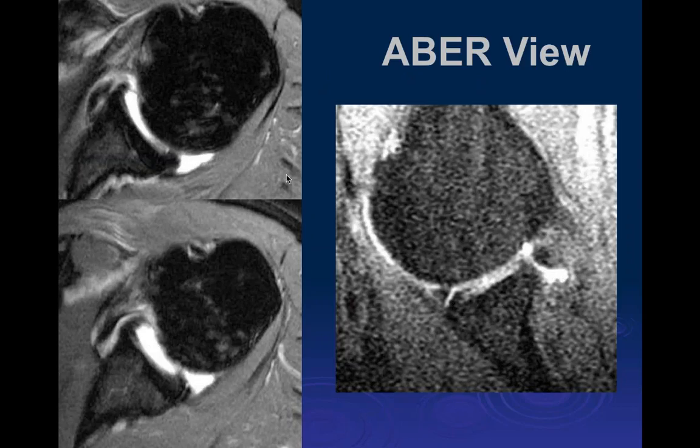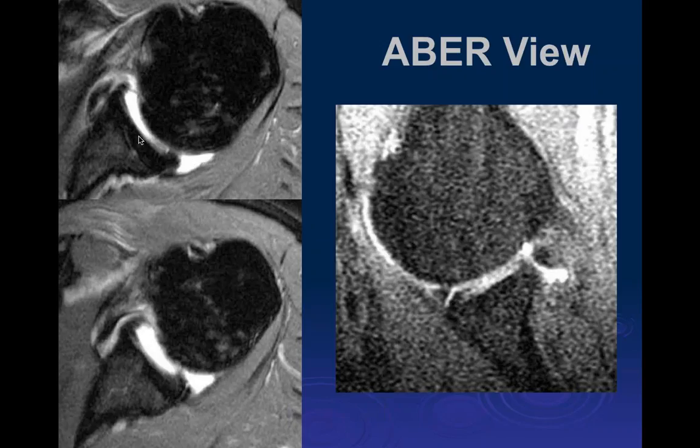Now, as far as looking at these, sometimes the anterior labrum can be difficult to evaluate. One view that was popularized by a former fellow of mine, Philip Tierman, was the ABER view, where you put the arm up over the head in the abducted externally rotated position, the thought being that this puts tension on the inferior glenohumeral ligament that attaches to the labrum, and then can pull the labrum off, and you can see the tear better.